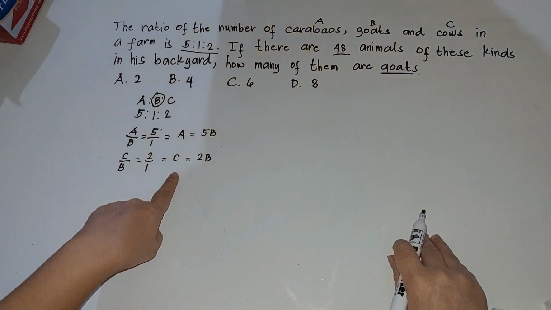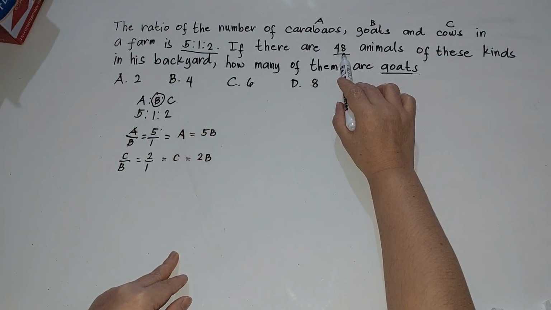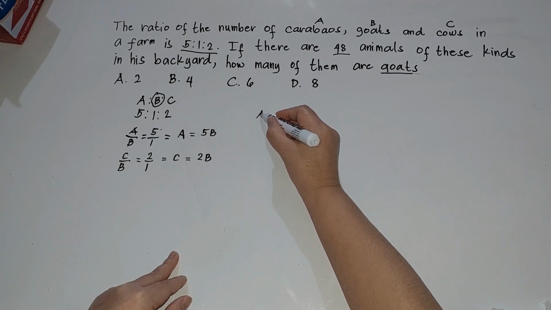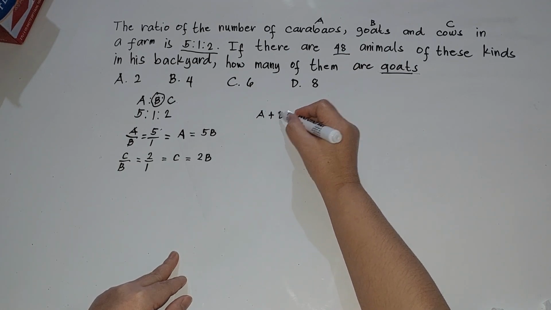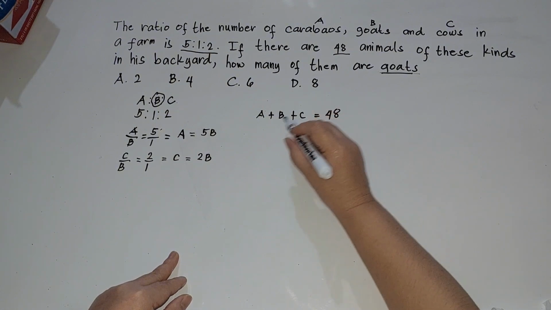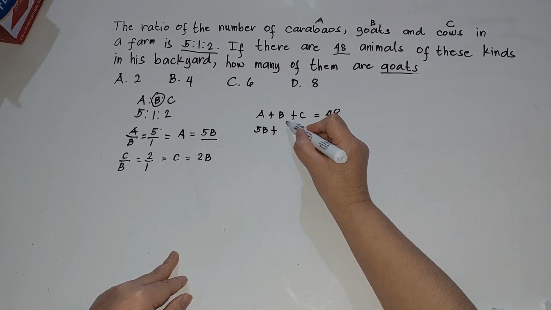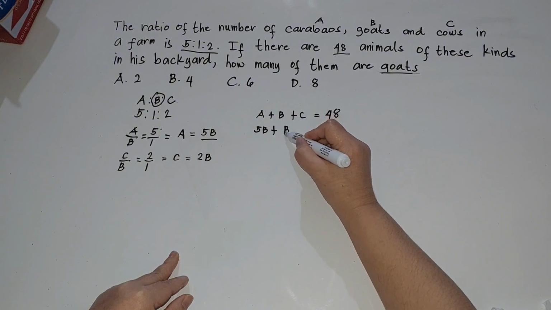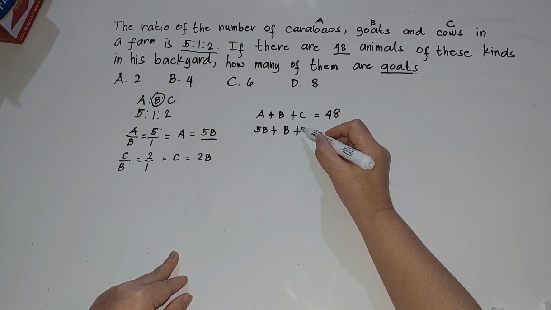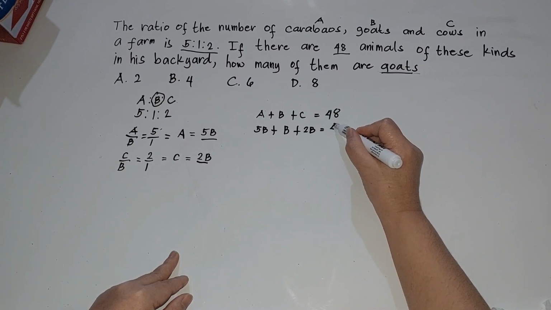Okay, so we will add A plus B plus C is equal to 48. What is A? A is 5B plus, what is B? Let's just write B plus C. C is 2B is equal to 48.